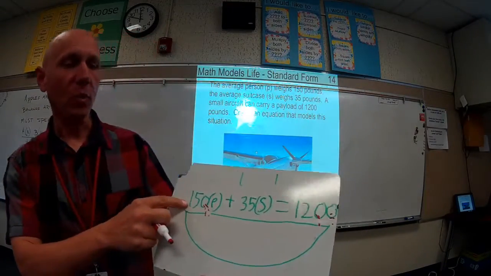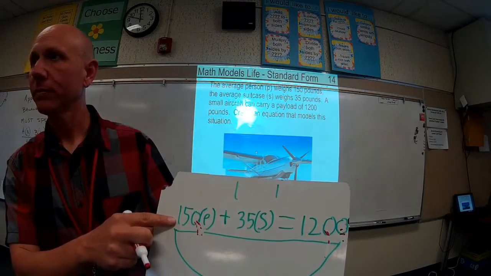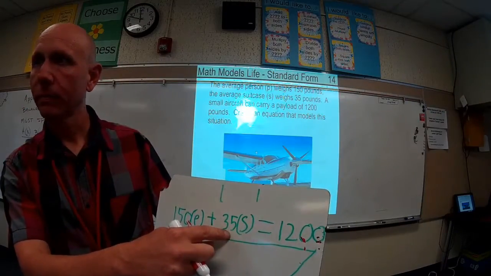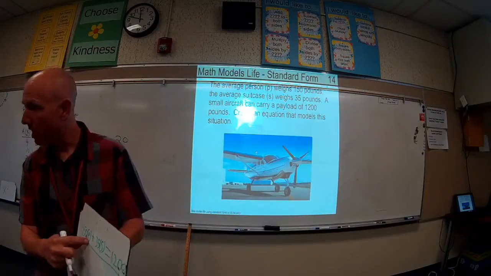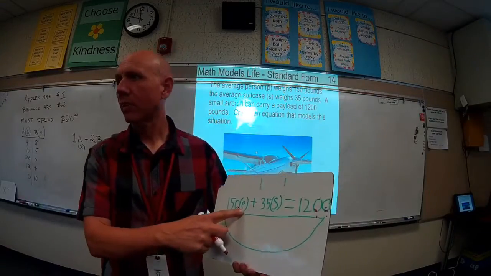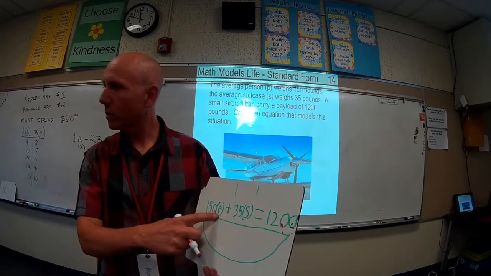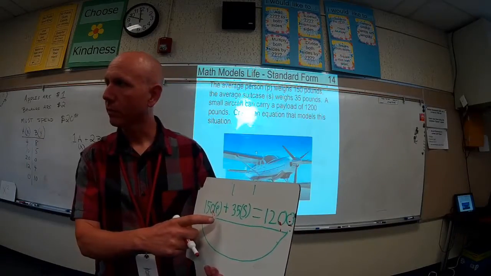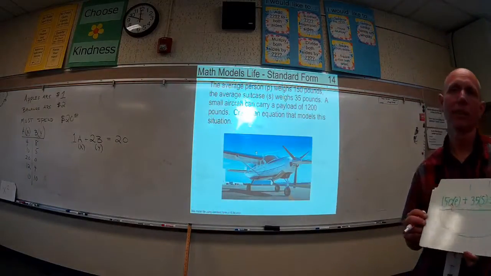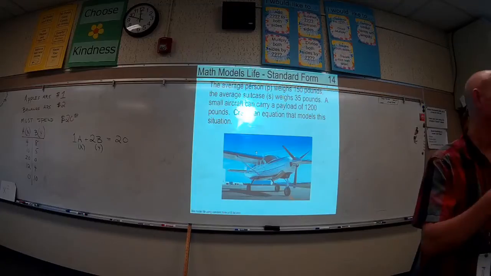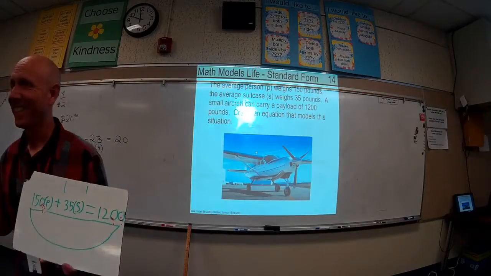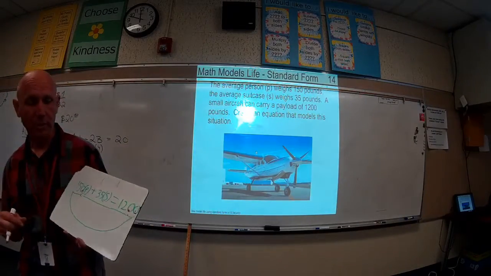JJ, what's the 150? It's the average weight of a person. Okay, and what's the 35? It's the average weight of a suitcase. Good. What does the P represent, Nico? The P is the average person. No, P is not the average person. Our equations can only handle numbers. We can't put an actual person into this equation. Gavin, what's the P represent? The number of people.